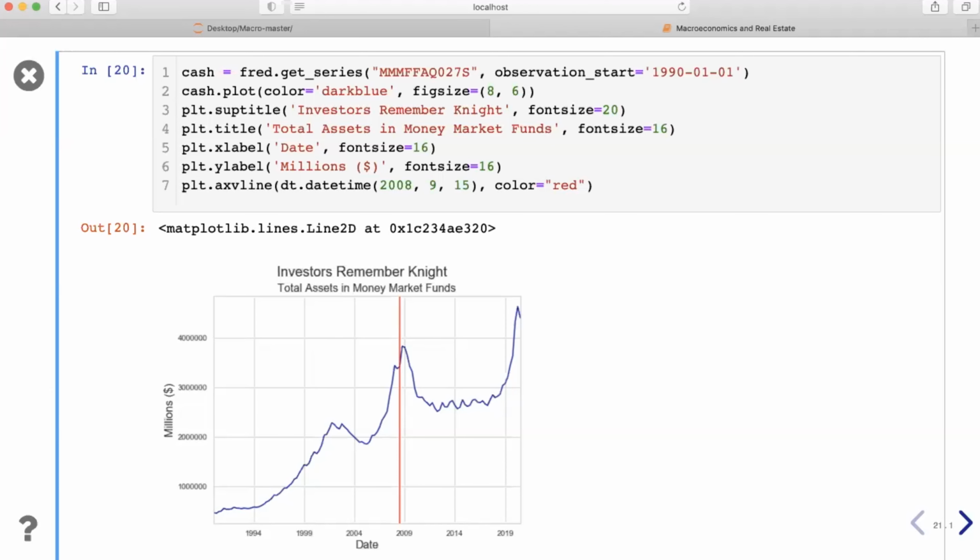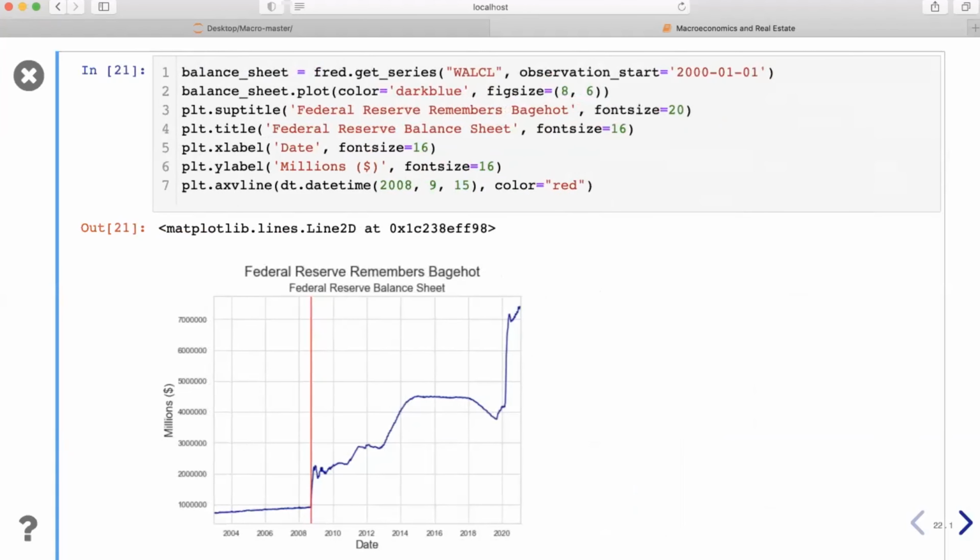So investors remember Knight. The Federal Reserve remembers Bagehot. This is a measure of the Federal Reserve's balance sheet. Again, Lehman Brothers in red. Historically, the Fed just bought and sold short-term US debt, with the idea that it could affect longer-term interest rates in that process. That first large expansion in their balance sheet was the debt of Lehman Brothers and of Bear Stearns, which was brought onto the Federal Reserve's balance sheet.